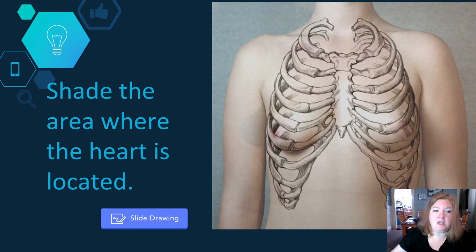Here we're going to shade the area where the heart is located. So do you remember where the heart is? Well, this is the sternum right here. That's not where the heart is. These are the ribs. This is the first rib. So here is the second rib, third, fourth, fifth, sixth. So the heart is going to be between the second and the sixth rib, right? Behind the sternum, and it's going to tilt slightly to the left. So something like this, right? Terrible drawing, but you get the idea.